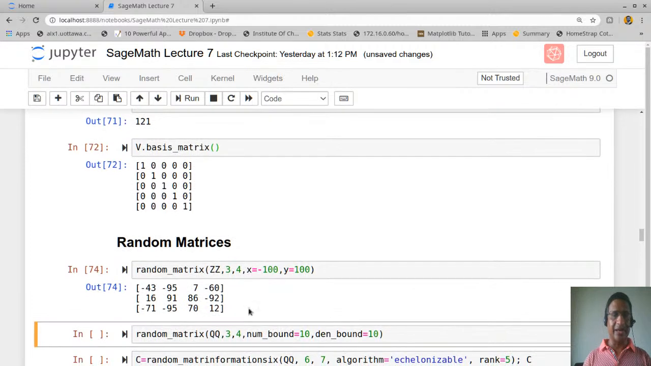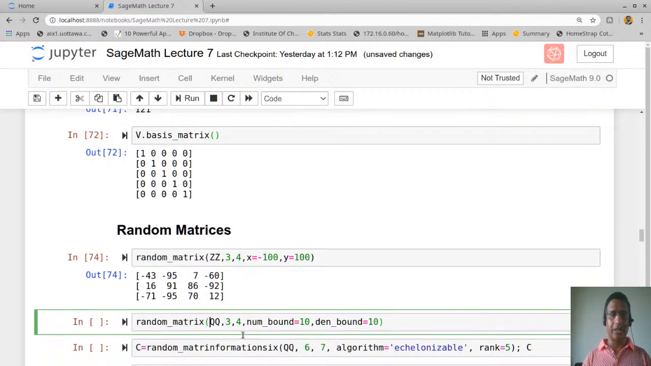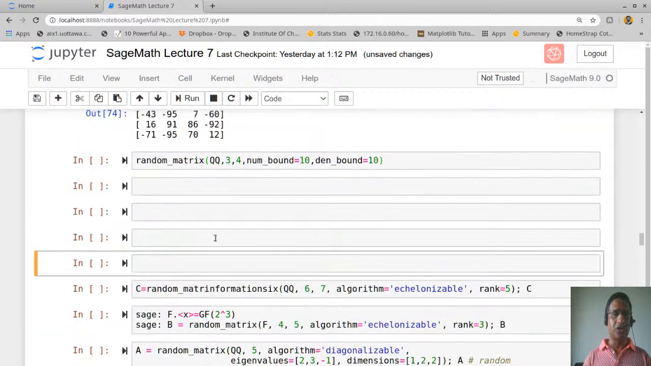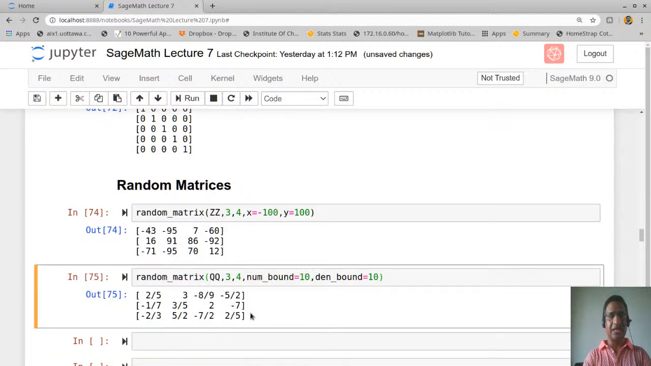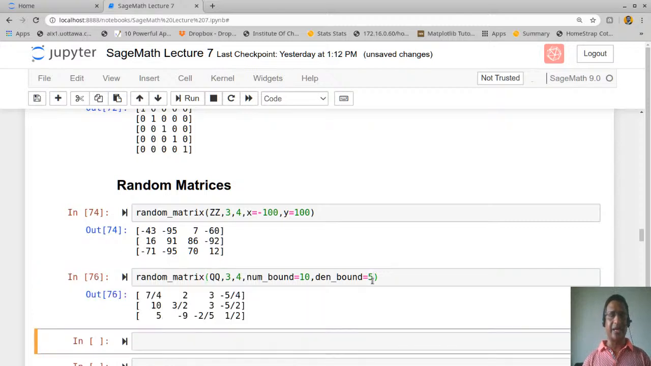Similarly, you can define a random matrix over Q, let us say of size 3 by 4, and in this case you may mention the numerator bound, that is the maximum number in the numerator, and the denominator bound. So this is a 3 cross 3 matrix. The numerator will lie between minus 10 and 10, and the denominator will also lie between minus 10 and 10. Of course you can have different bounds, let us say I want the denominator only between minus 5 and 5, then this will be a random matrix. So you can generate random matrices.